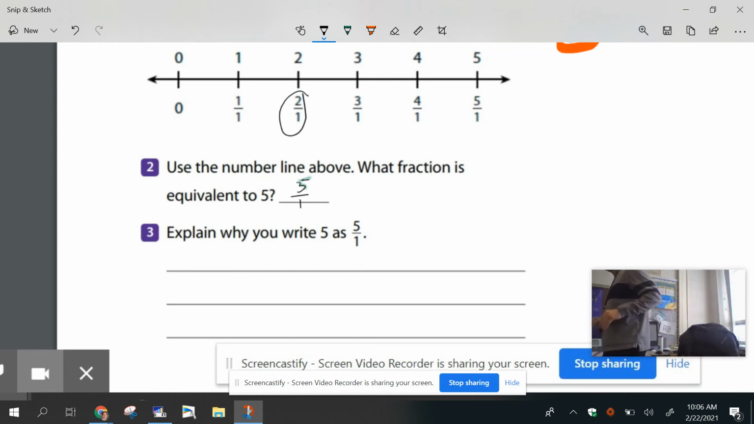It's one whole. You're close. The denominator is how many sections you are dividing it equally up into. You're dividing it into one section. It's just one whole. Okay?